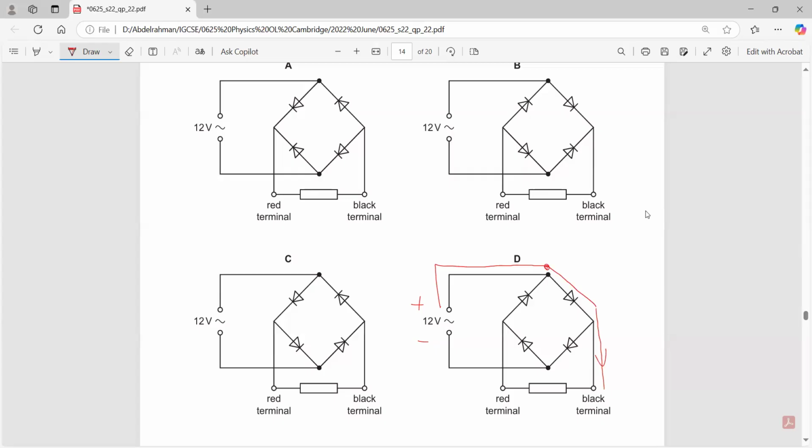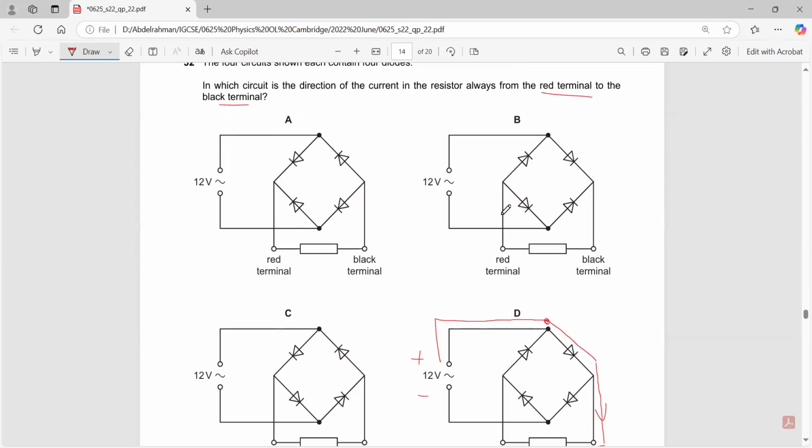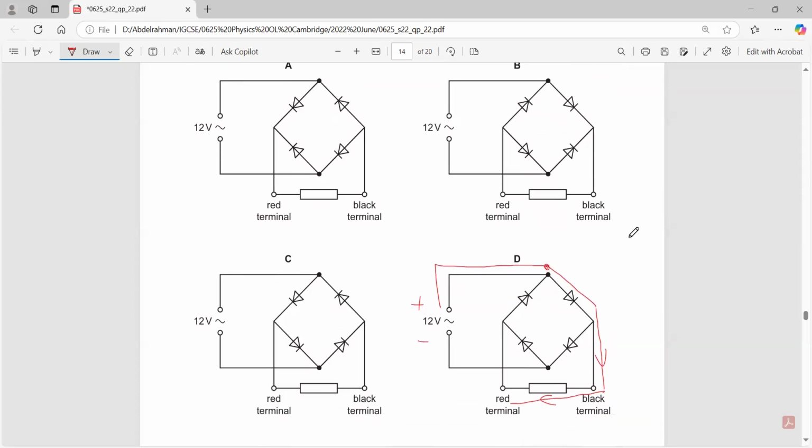If I'm moving this way, it will pass from the black terminal to the red terminal, which is the opposite of what he wants. He actually wants it to move from the red terminal to the black terminal, so it won't move in this direction. So what happens if it moves in this direction? Again, at this point, it will have two paths. It could move upwards or it could move in this direction. So it's a wrong answer. D is wrong. What about C?